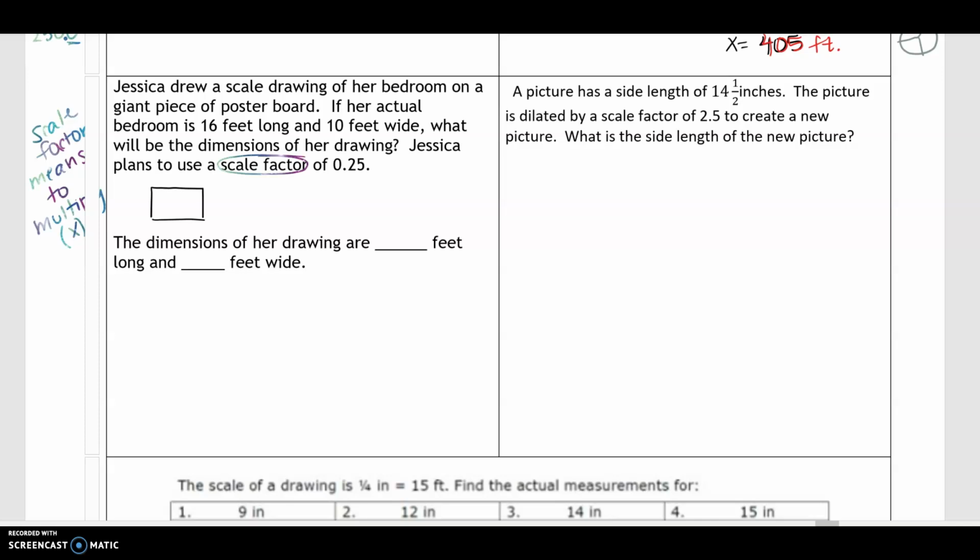So it says the length is 16 feet. The width is 10 feet. Okay, and my scale factor is 0.25. So that means that I need to multiply my dimensions times 0.25. Okay, so let's start with the first one. So I have 10 times 0.25.